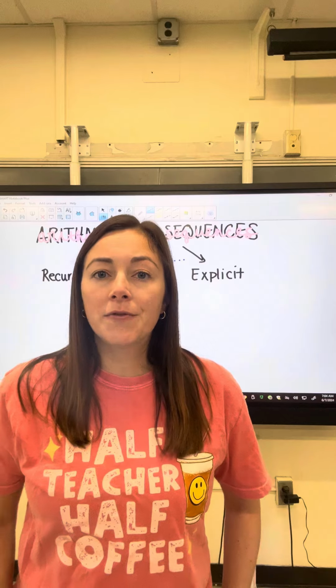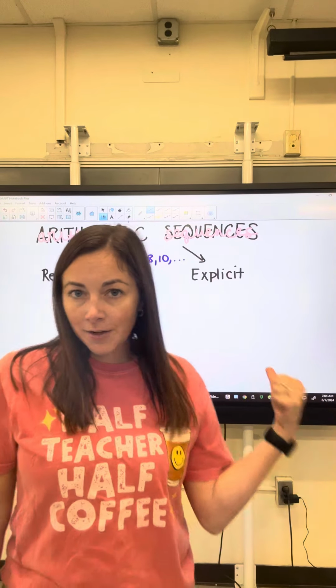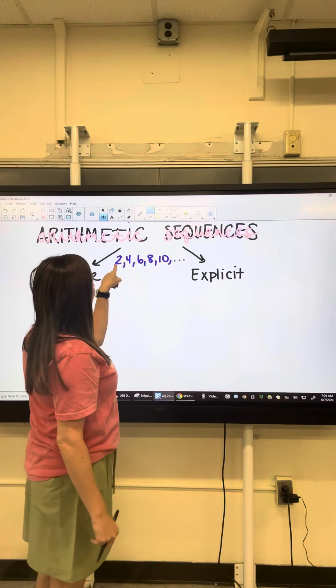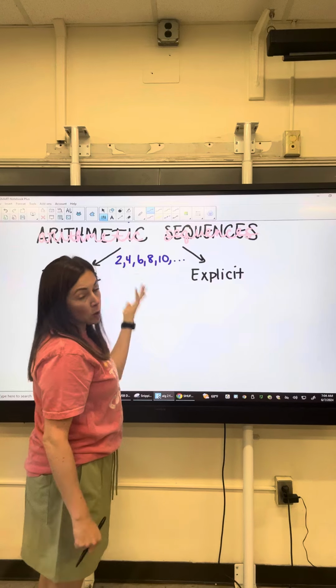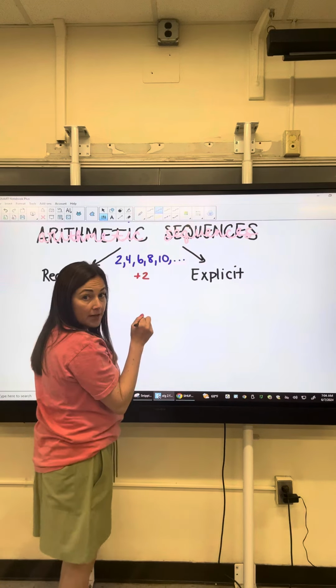Today we're going to talk about the difference between recursive and explicit for arithmetic sequences. Nice and quick, let's go. So I have an arithmetic sequence up here. Arithmetic means we're adding to go from one term to the next, or subtracting. So in this case, the pattern is we're adding 2. I'm going to put the pattern down.